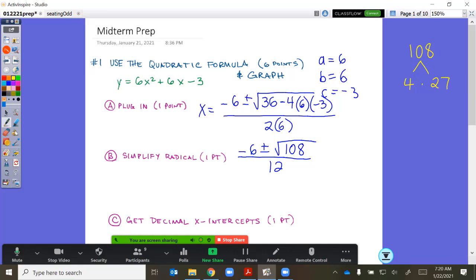If it's a prime number, what am I going to do? If I can't find any pairs, I can't simplify it either. But look, I already have a pair of 2s. I have actually a pair of 3s plus an extra one. So these are coming out, and these are coming out. Okay?